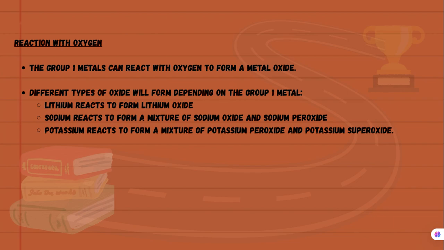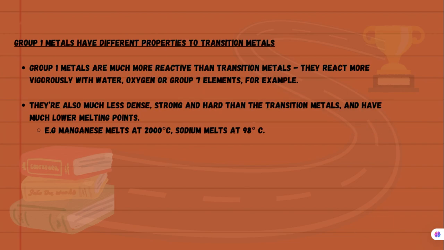Reaction with oxygen. The group 1 metals can react with oxygen to form a metal oxide. Different types of oxide will form depending on the group 1 metal. Lithium reacts to form lithium oxide. Sodium reacts to form a mixture of sodium oxide and sodium peroxide. Potassium reacts to form a mixture of potassium peroxide and potassium superoxide.